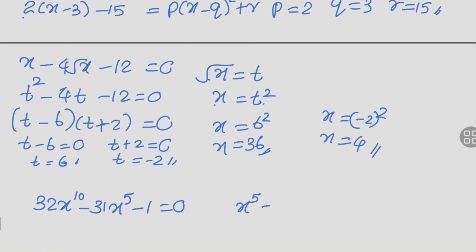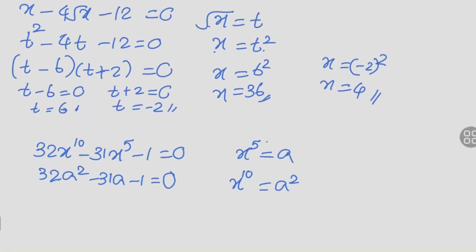Let x to the power 5 equal a or something, right? Then x to the power 10 is this squared. A squared equals 5 into 2, this is 10. Then 32 a squared minus 31a minus 1 equals 0. This is the same as factorizing using the calculator, right? Then get the a answer and then the x answer.